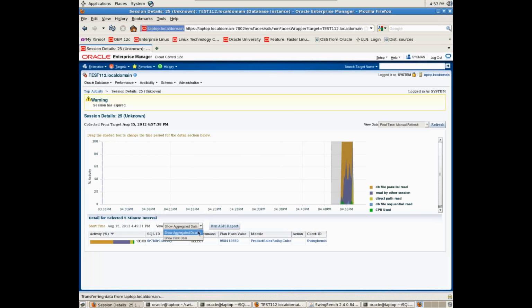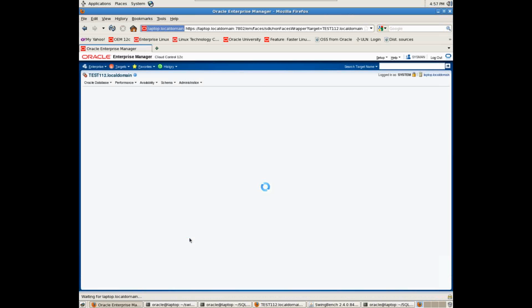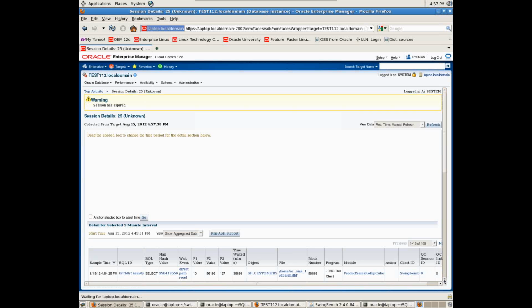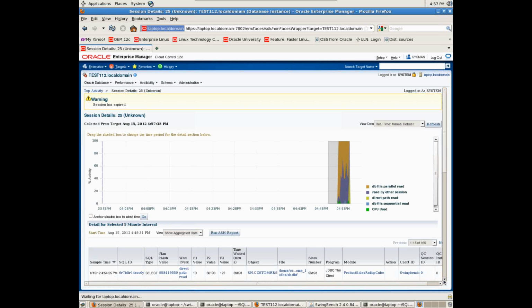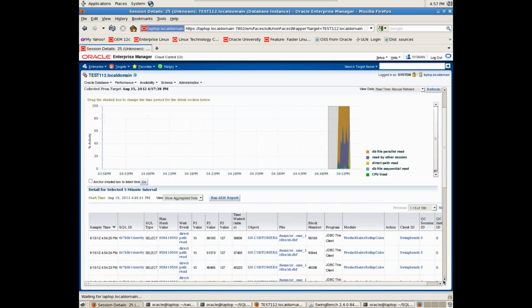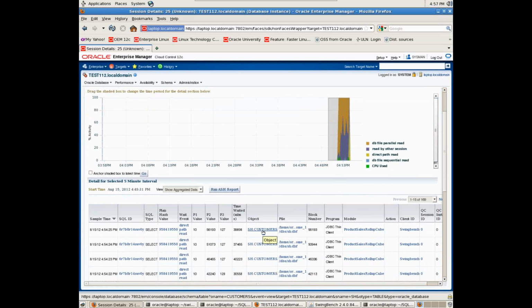And remember, because this is just based on ASH data, I can go and look at the raw data, and I can go and see the specific wait events this is waiting on. I mean, they're aggregated nicely up here, but I can see it's doing direct path reads against SH customers. And I can also see it's coming from a specific module, action, client, all this kind of thing.